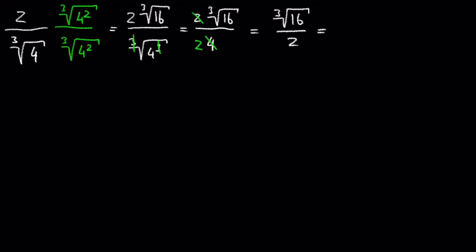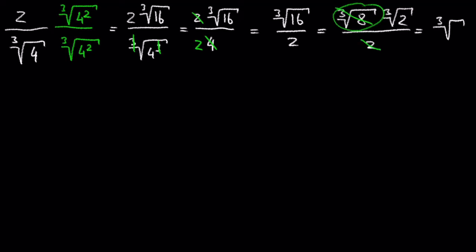We can write the third root of 16 as the third root of 8 times the third root of 2. The third root of 8 is 2, so we can cancel out the third root of 8 and the 2, and we get the third root of 2.